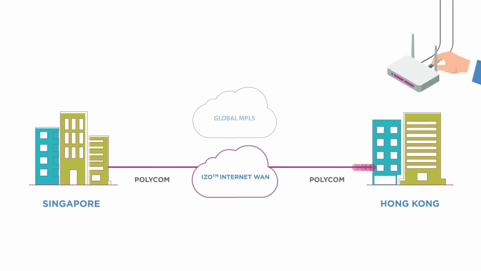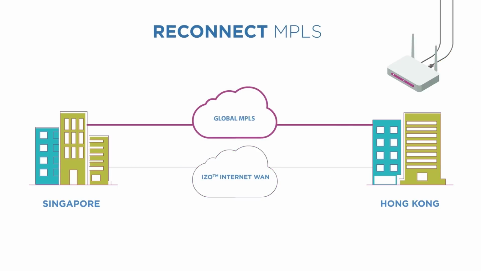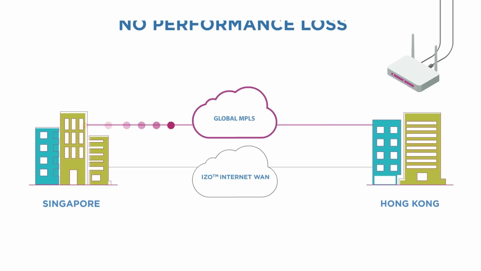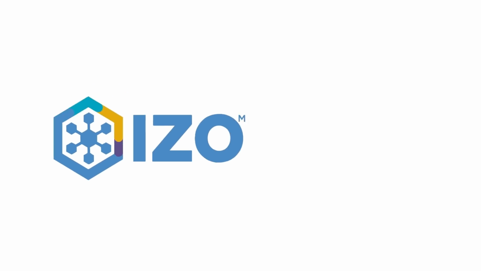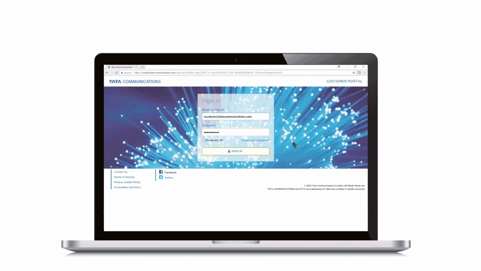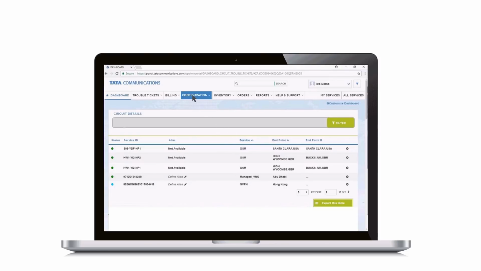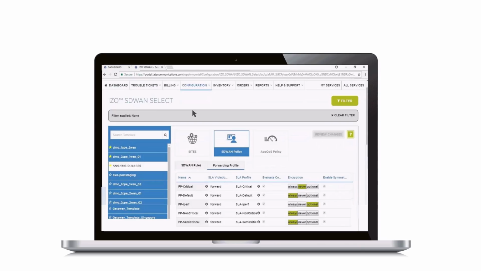When the MPLS link is reconnected, the traffic moves back from ISO Internet WAN to MPLS without any interruption or performance loss. Let's see how ISO SD-WAN Select seamlessly switches traffic during a blackout using the application traffic graph. Let's see how the connections are set up between Hong Kong and Singapore via the ISO SD-WAN self-service portal.